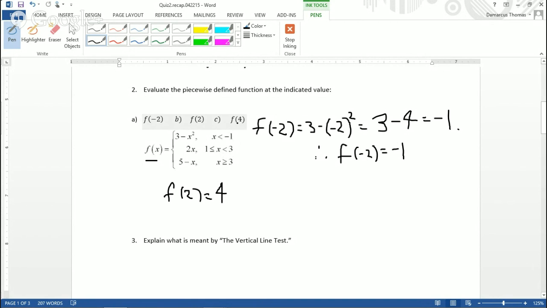And also f of 4. To evaluate f of 4, we would use this function here. And so this is part C. This is like parts A, B, and C. F of 4 would be 5 minus 4, and that's positive 1.